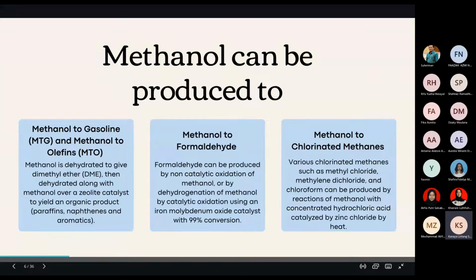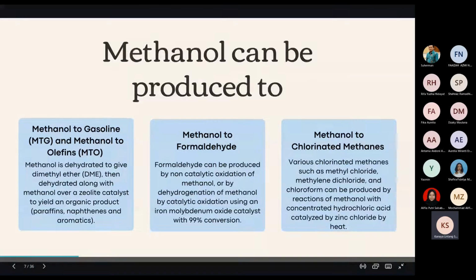Methanol to chlorinated methane. Various chlorinated methanes such as methyl chloride, methylene dichloride, and chloroform can be produced by reaction of methanol with concentrated hydrochloric acid catalyzed by zinc chloride with heat.